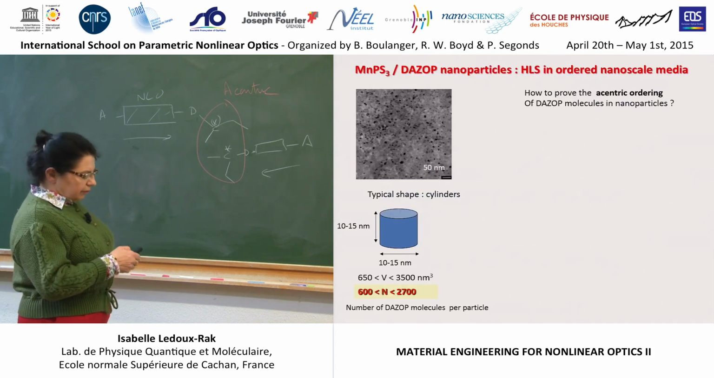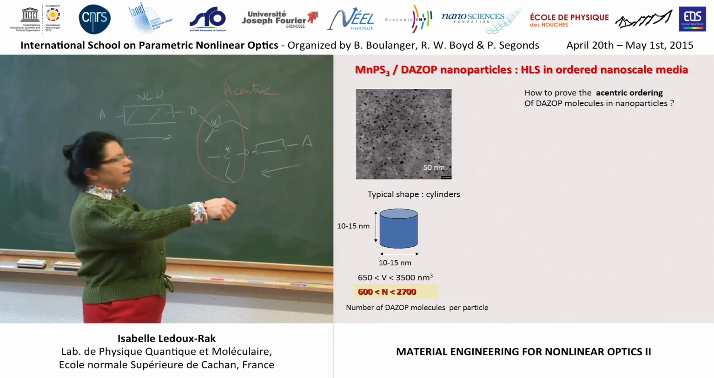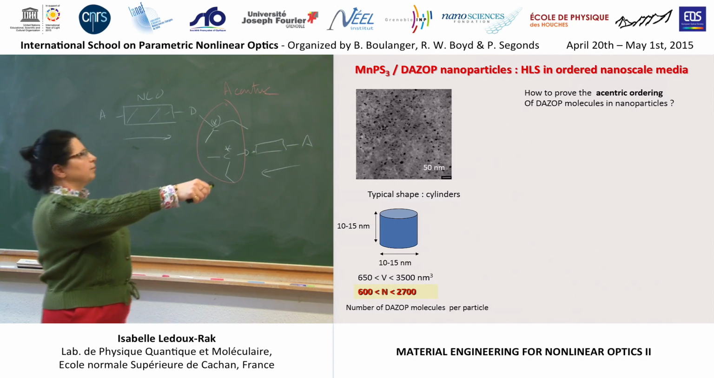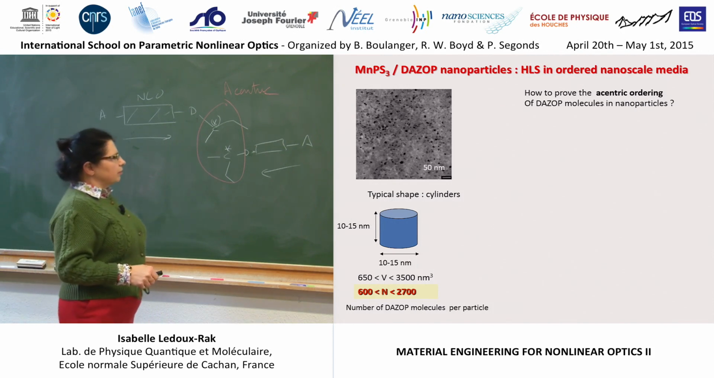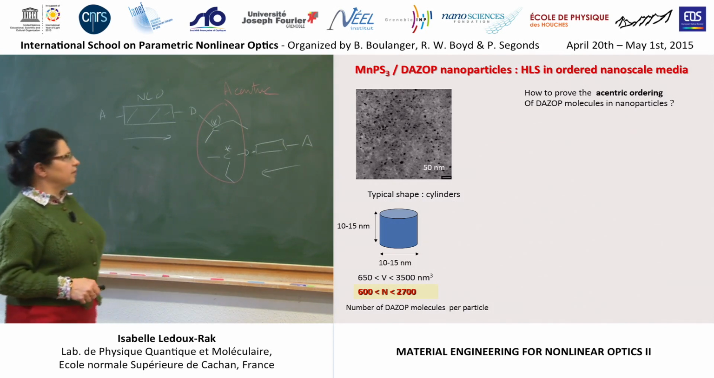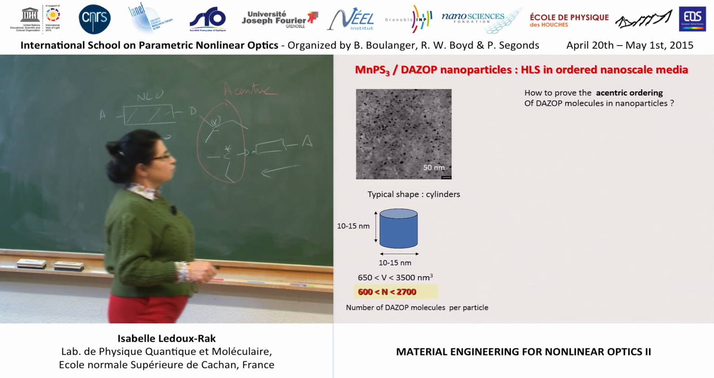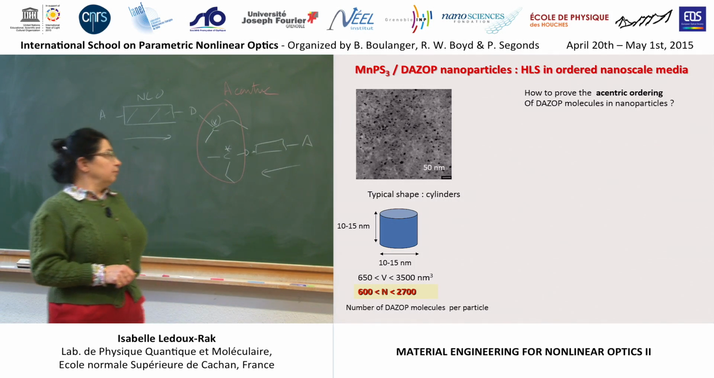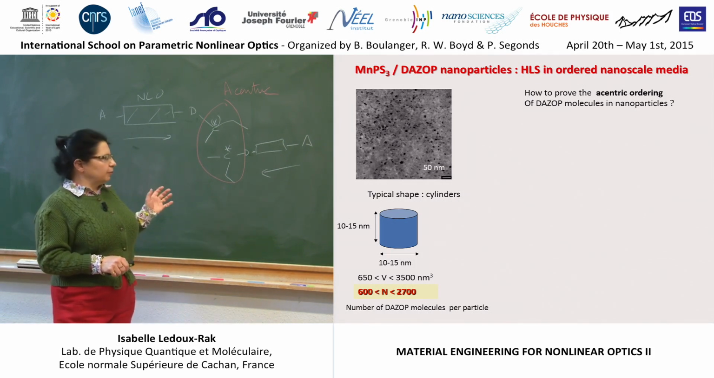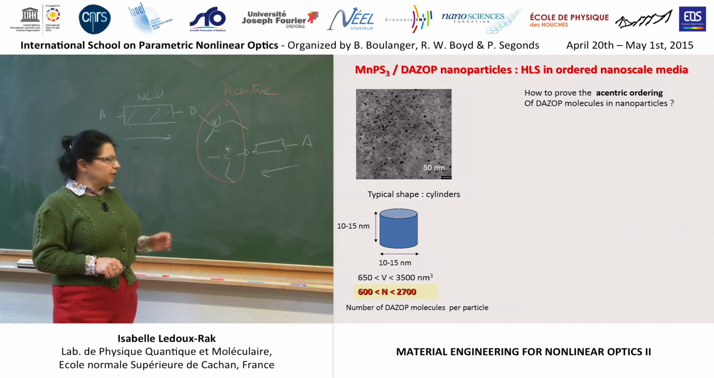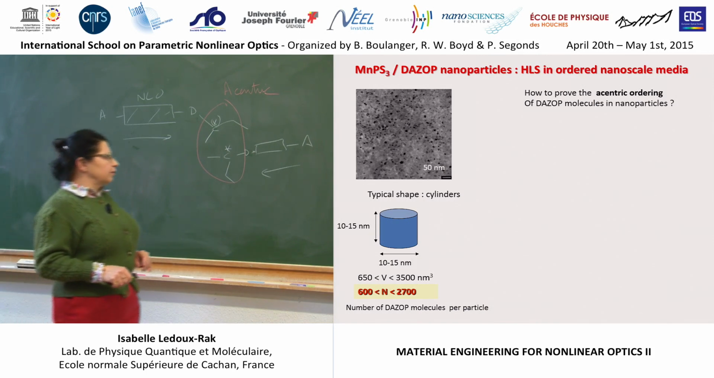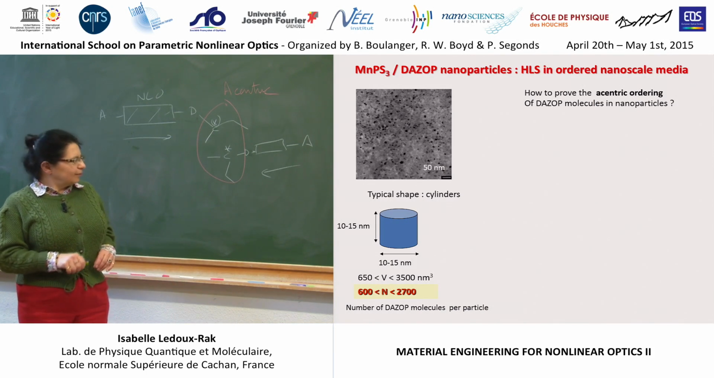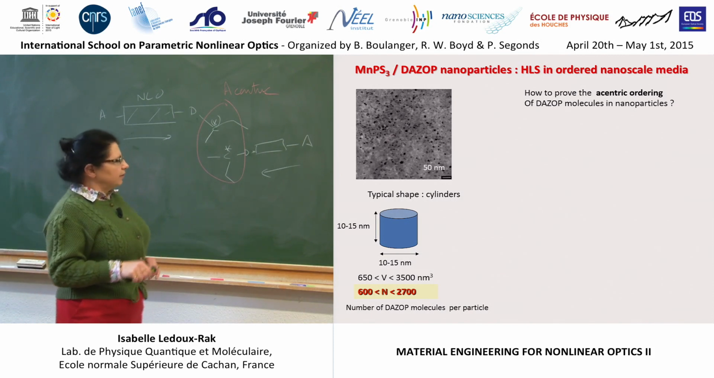So these particles have been synthesized. You have seen the reaction before. This is a transmission electron microscopy image of these particles. And it was found that they have approximately these shapes, cylinders. From the average size of these particles, and since people know approximately the concentration of nonlinear molecules in the inorganic matrix, the number of active molecules is between 600 and 3,000 molecules per particle. The size of the particle is not unique, and there is some dispersion of size.